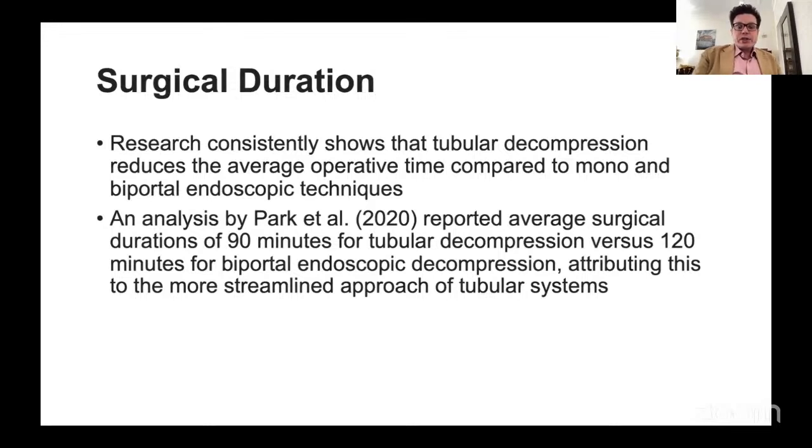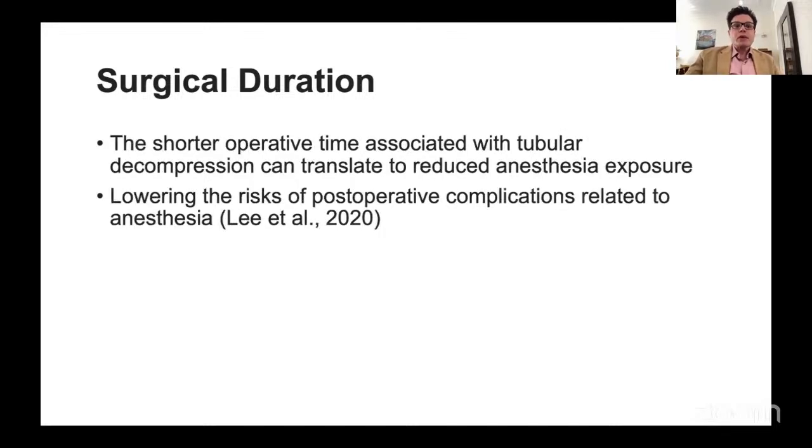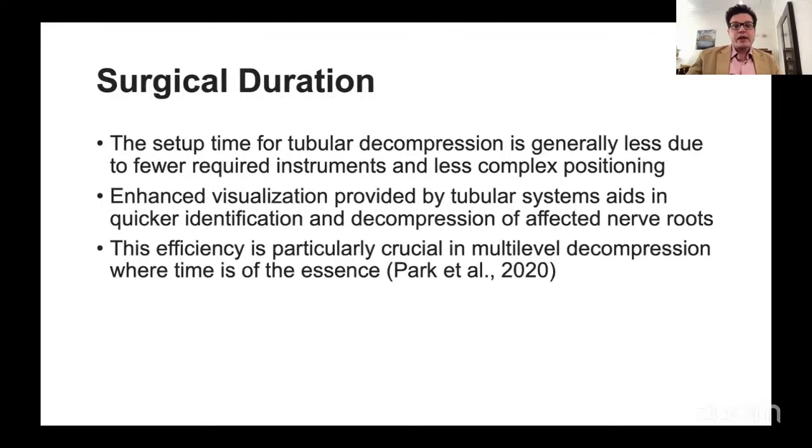What about surgical duration? Research consistently showed that tubular decompression reduces the average operative time compared to mono and biportal surgery. Analysis by Park et al. comparing these two techniques showed that the duration is 90 minutes on average in tubular decompression versus 120 minutes for biportal endoscopic decompression, attributed maybe to the more streamlined approach of the tubular system. The shorter operative time is associated with less anesthesia exposure, and this lowered the risk of postoperative complications related to anesthesia, as seen in the study of Lee et al.